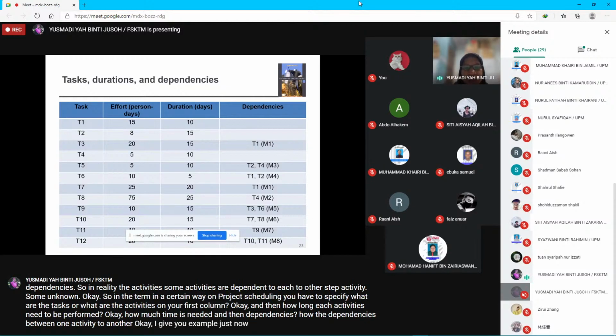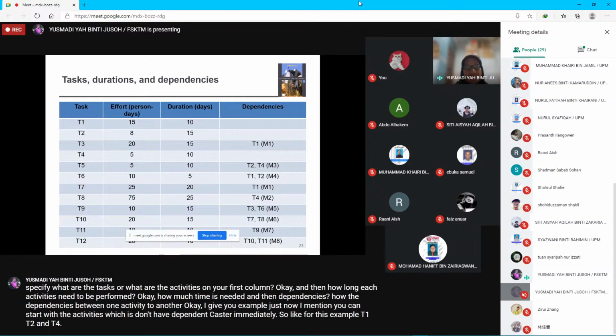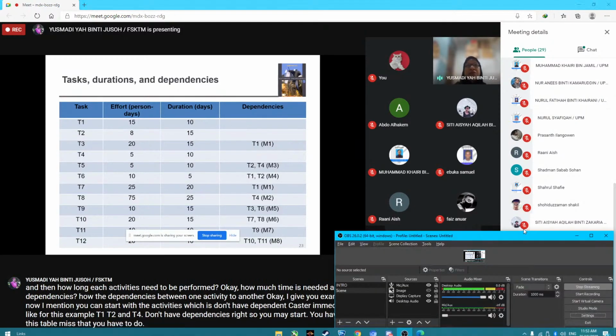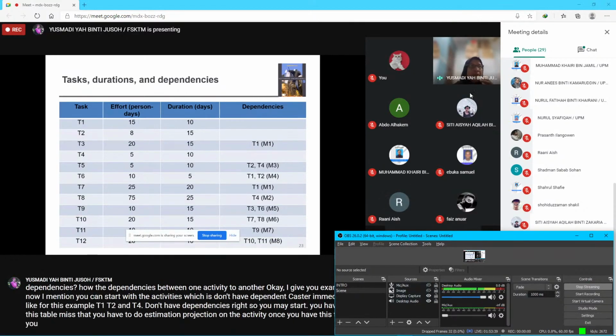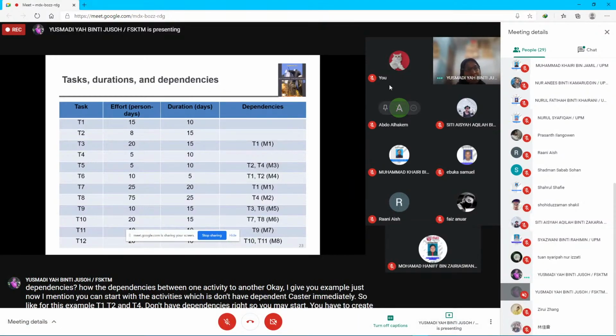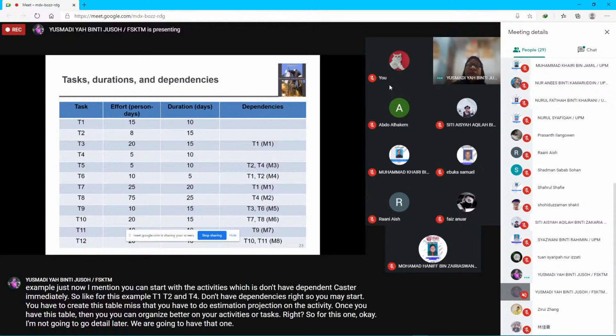I mentioned you can start with the activities which don't have dependencies, which can start immediately. Like for this example, T1, T2 and T4 don't have dependencies. So you have to create this table, which means you have to do estimation and projection on the activities. Once you have this table, then you can organize your activities or tasks better. I'm not going to go into detail now; we are going to have that later in the next class. This table is very important.